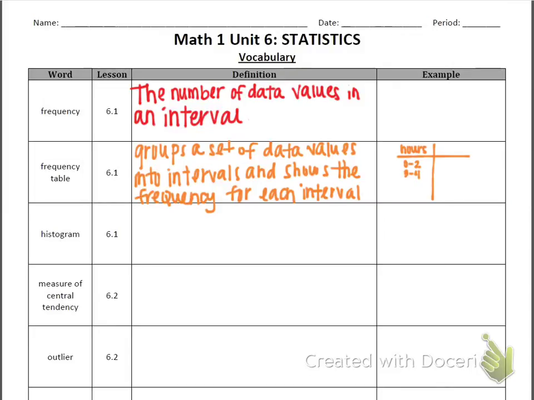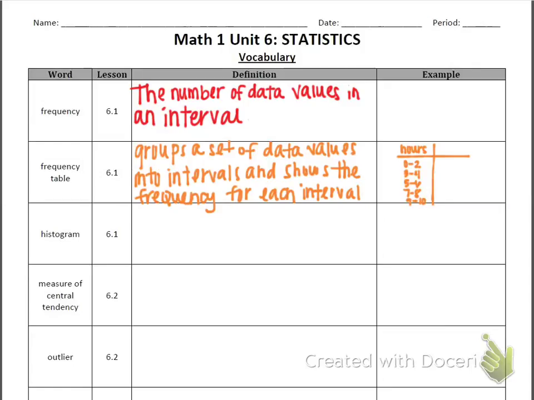What would be the next interval? Good, 5 to 6. And then let's do one more, 7 to 8. Actually, and let's do 9 to 10. Okay. What do you notice about all of the intervals in our sample frequency table? One comes right after the next, so they're consecutive, meaning that we don't go 0 to 2 and then skip 4 to 5. So we have to include the 3 there.